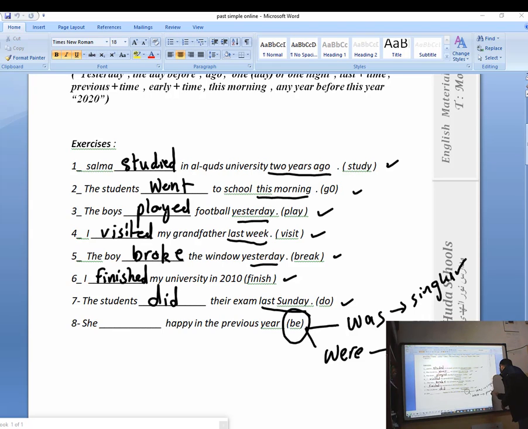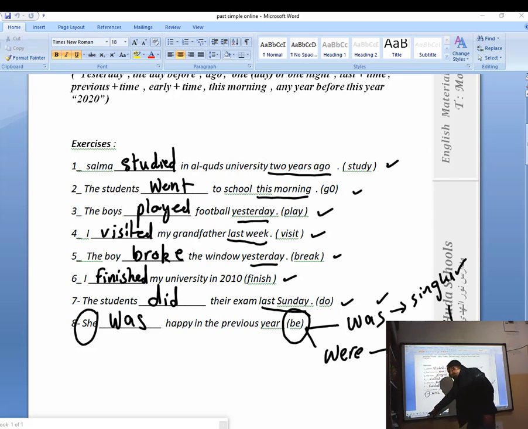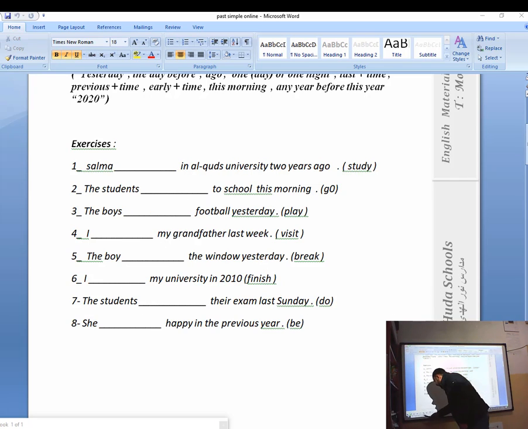Here I have she, the subject. So I'm going to use the singular of be, was, in the past. Again, if I want the past simple of be, the past simple of be is was and were, was for the singular and were for the plural. Okay, we are going to continue speaking about the question and the negative.